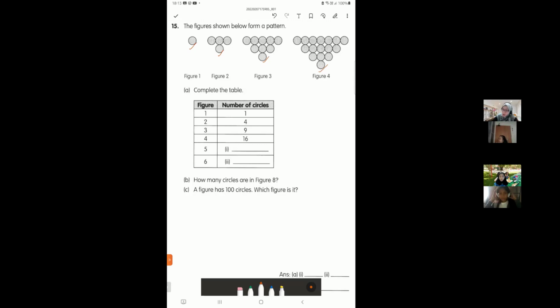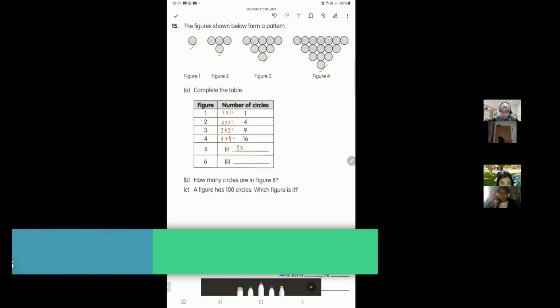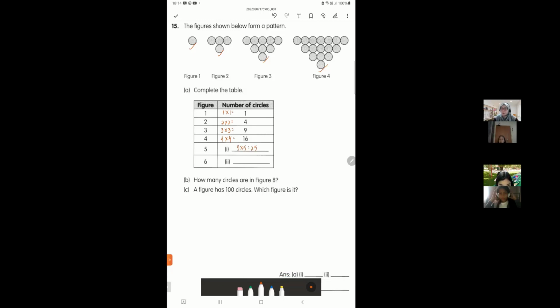It is simply by taking, you see, to get figure 1, 1 times 1 equals 1. Figure 2, 2 times 2 equals 4. Figure 3, 3 times 3 equals 9. Figure 4, 4 times 4 equals 16. So figure 5 will be 5 times 5 equals 25. And then figure 6, 6 times 6 equals 36. This is the answer.